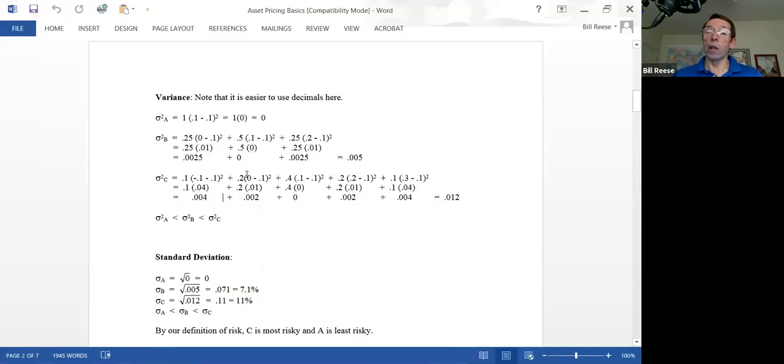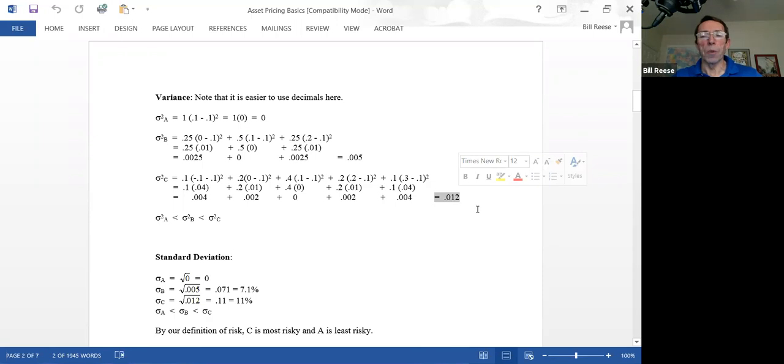Then you go to the next data point of 0. How far is that from the expected return? Square the distance, multiply by the probability of getting that 0 return, which is 0.2. Go to the third point, fourth point, fifth point. The fifth data point was a 30% return. Okay, how far is that from our expected return of 10%? Square that, and then multiply that by the probability of getting that return. So you do the math on this, and we end up that the variance of stock C is 12%.